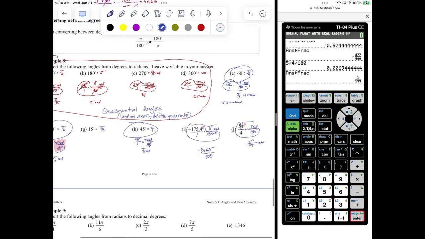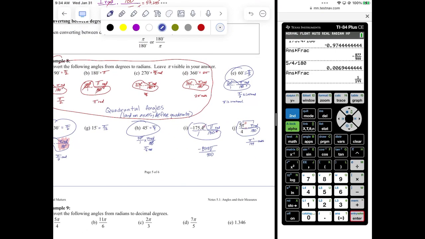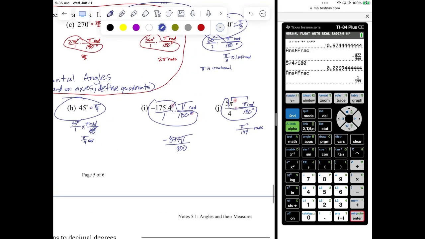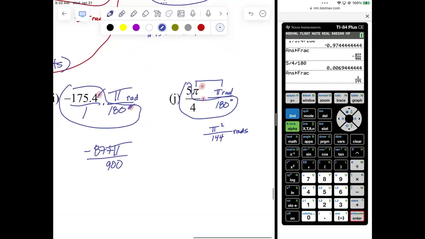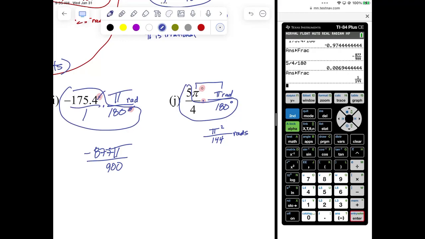Again, I will reiterate. If it's possible to have pi visible in your final radian answer, we want to leave pi visible in our final radian answer. Can you simplify that? Because they're both square root. Like, what? The square root of pi is pi. Correct, but we're not taking the square root. We're multiplying.